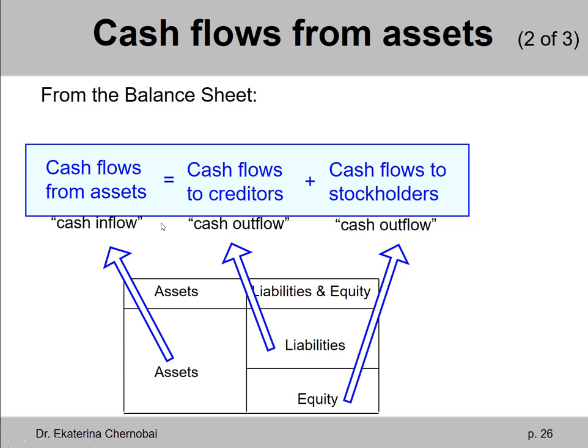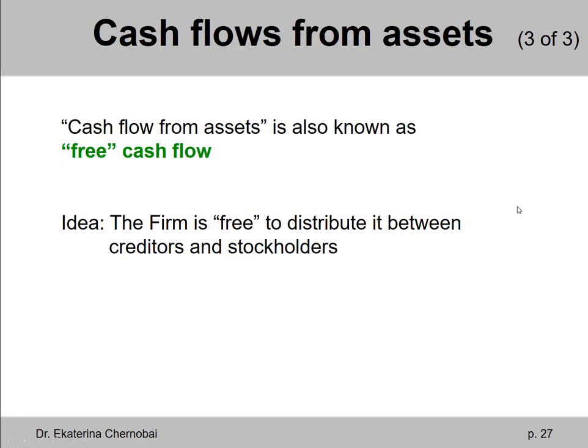So cash flow from assets are cash inflows. Cash flows to stockholders and creditors are cash outflows. And this little formula is known as the cash flow identity. The cash flow from assets is also called free cash flow because the firm is free to distribute it between creditors and stockholders, the investors that have stakes in the company.